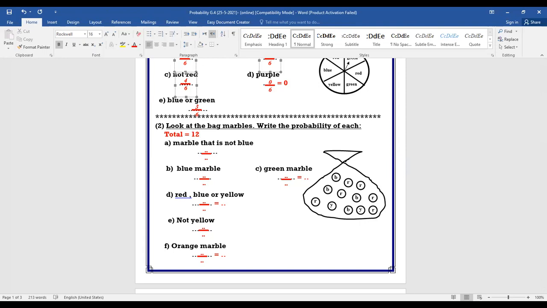The first one. Write the probability of each of the following. A. Marble that is not blue. Not blue. Yes Farida. How many marbles here are not blue? 1, 2, 3, 4, 5, 6, 7, 8. Good. We have 8 marbles not blue. And this will be 8 out of 12.